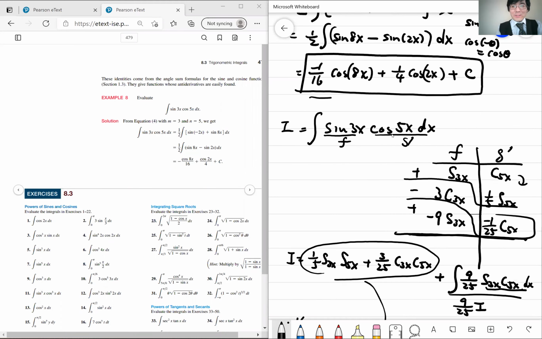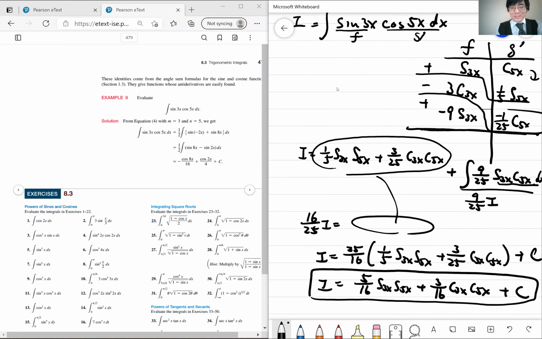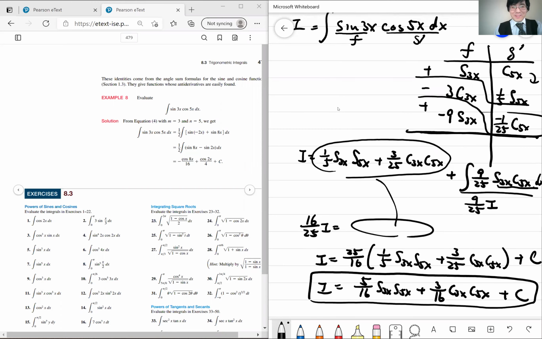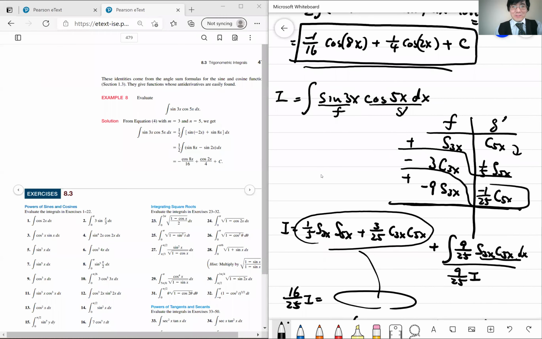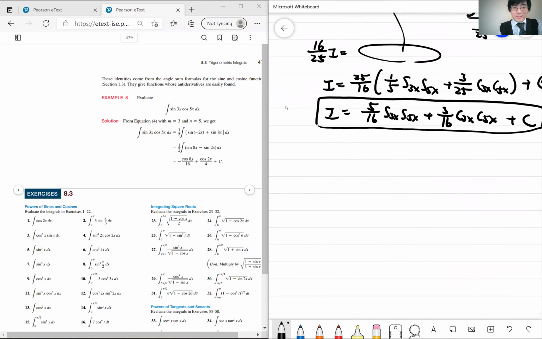And you see that the answer looks quite different. Wow, what's this? Yeah, looks quite different, but they are the same. They should be the same, okay? And I will show you why they are the same. I'm just copying the answer here. So it's going to be negative 1/16 cosine 8x plus 1/4 of cosine 2x.